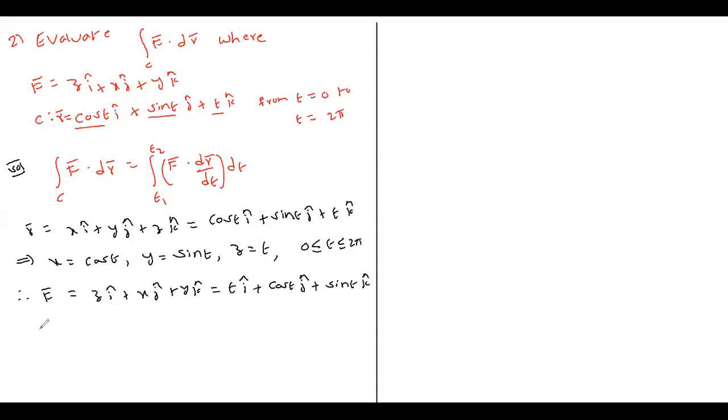Now what is dr bar by dt? R bar is here. Dr bar by dt is the component-wise derivative. What is the derivative of cos t? Minus sin t i bar. The derivative of sin t is plus cos t j bar, and the derivative of t is plus 1 k bar. Now just find the dot product of these two vectors. So what is f bar dot dr bar by dt?